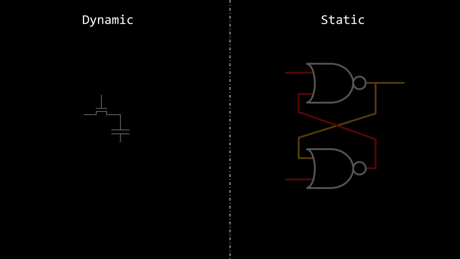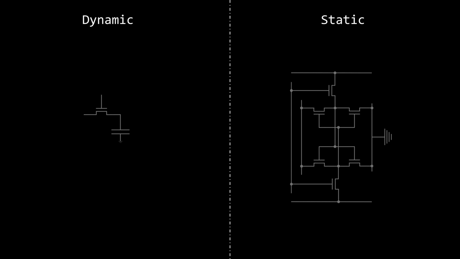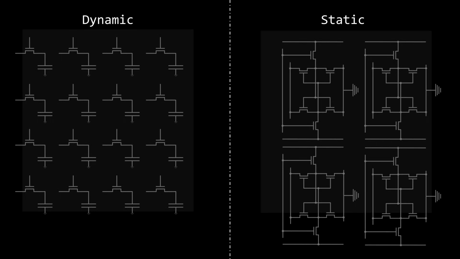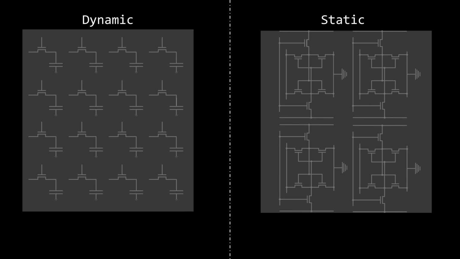While a single static memory cell, also known as a latch, requires many transistors, we only need one transistor and a very small capacitor to create a dynamic memory cell. This is what makes dynamic RAM attractive. We can pack more memory cells into a given area compared to static RAM. In other words, we can achieve higher memory capacities using fewer components, making this type of memory very cost-effective to produce.